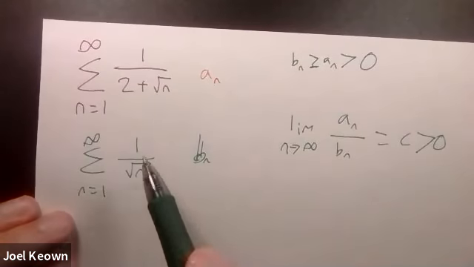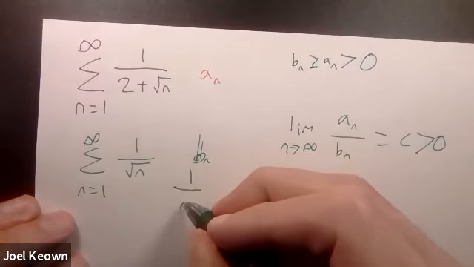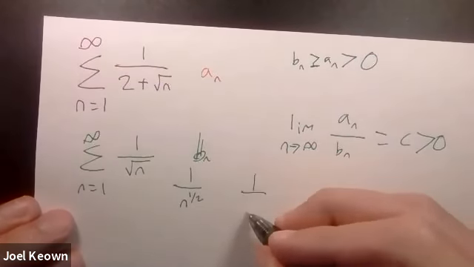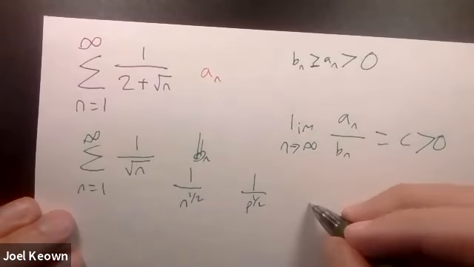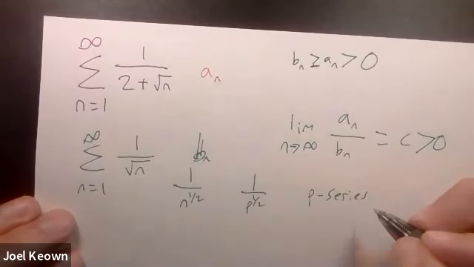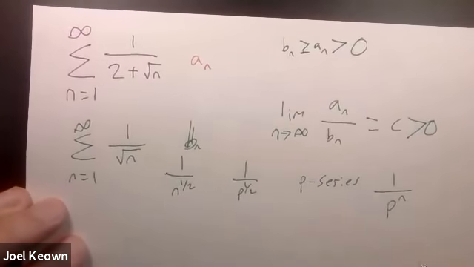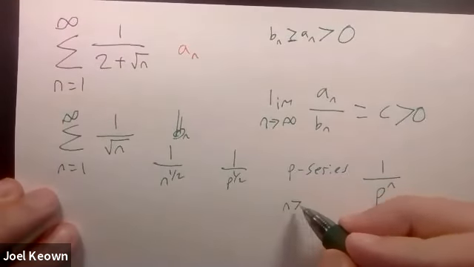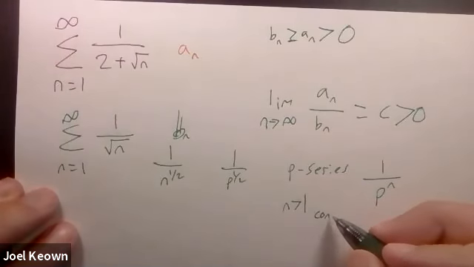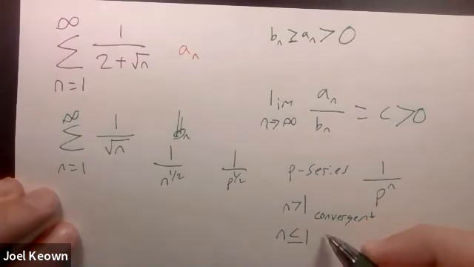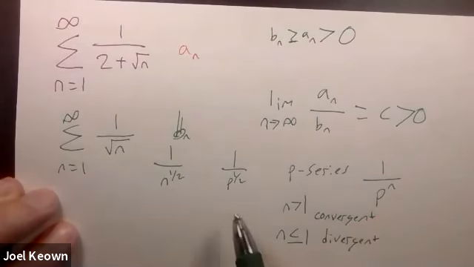Now, another reason I picked this one is I could rewrite that as 1 over n to the 1/2. And you may have seen it look like this. It's called your p-series, where if I have 1 over n to the p, if p is greater than 1, then it's convergent. If p is less than or equal to 1, it's divergent. Here I have 1/2, which is less than 1, so I know this is divergent.